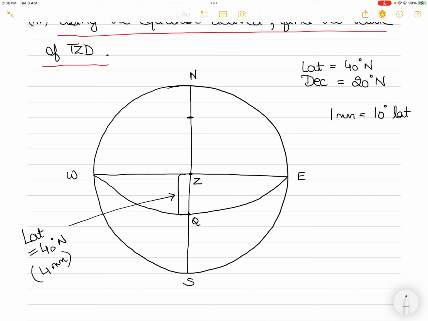Alright, but while you draw the latitude, if the latitude is north, you will draw the north pole here, and this distance NP will always be equal to the latitude ZQ, which is equal to the latitude. So this should also be about 4 millimeter as per my scale of 1 millimeter equals 10 degrees of latitude. So that is the scale you have to choose.